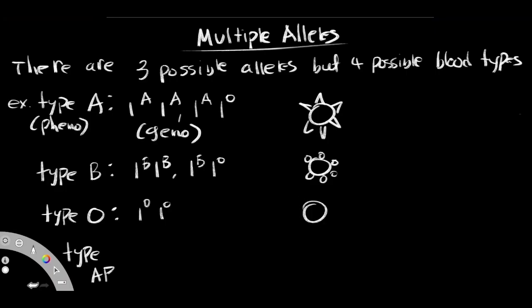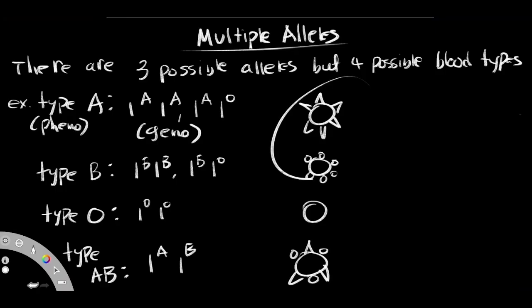And the last one, AB. AB is going to be IAIB, but neither one is going to be greater than the other. They are equal. And it's going to have a little bit of the crown, and a little bit of that bubble. Or I make it look something like that, a combination of these.